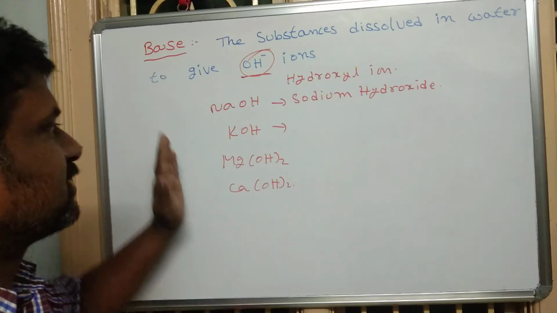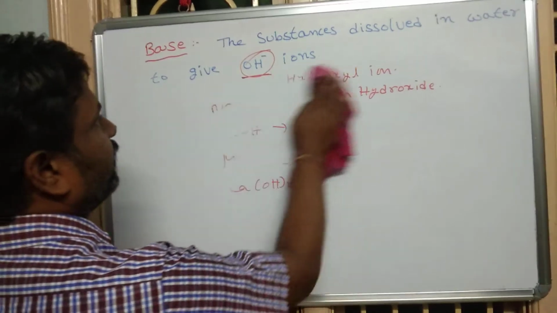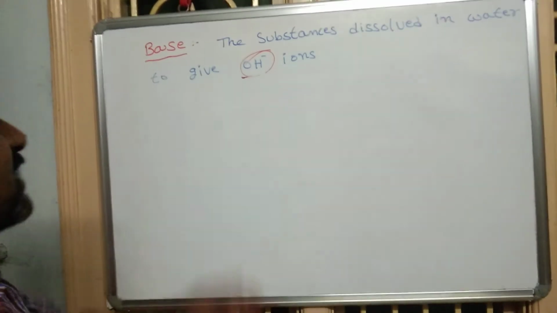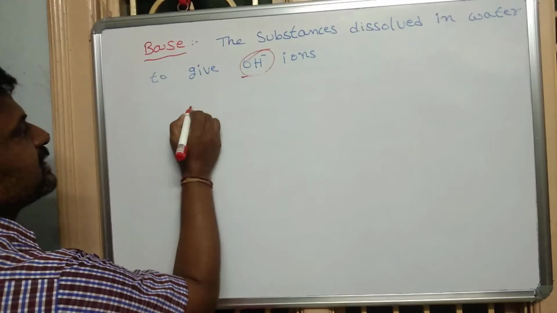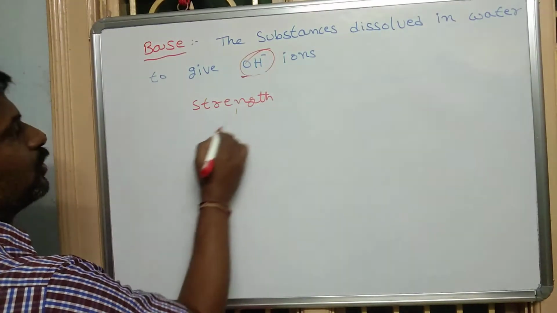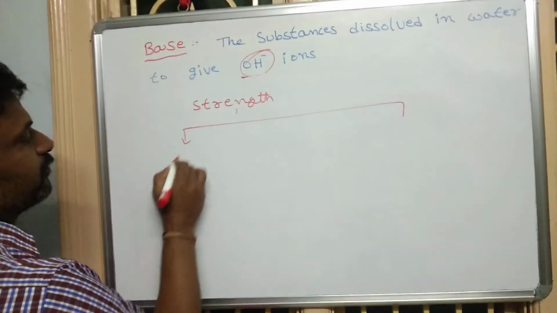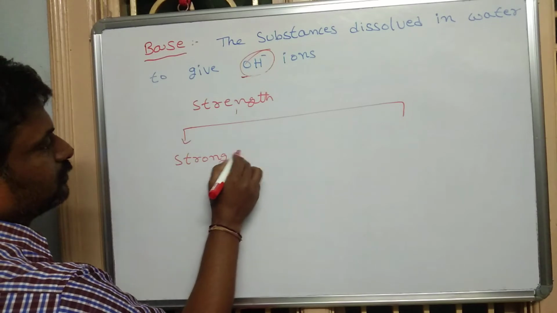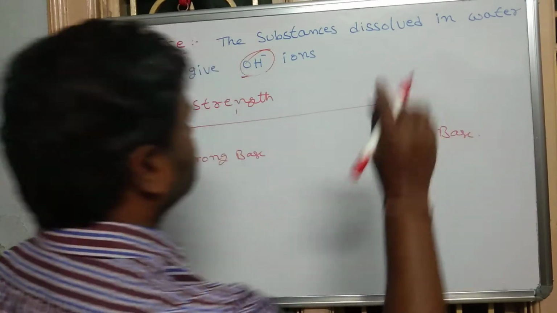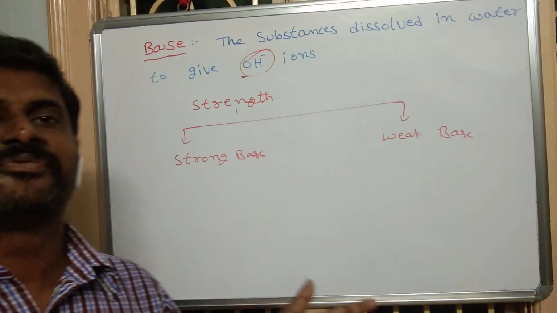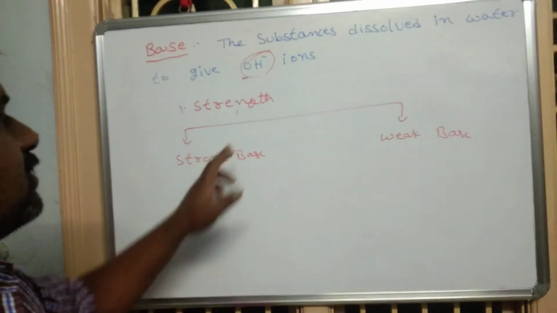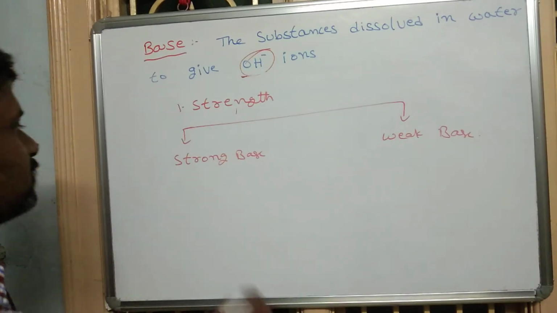Next, all the bases are classified into two types, based on the strength and based on the acidity. The first classification is based on the strength. Based on the strength, all the bases are classified into two types. The first one is the strong base. The second one is the weak base. So these are two types, strong base and weak base.